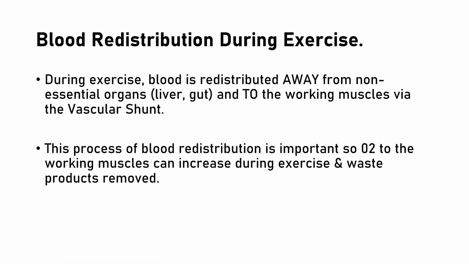Distribution during exercise. So during exercise, we need as much blood going to the muscles as we can. So blood ends up being redistributed away from the non-essential organs, such as the liver and the gut, and to the working muscles. And we call this the vascular shunt. The vascular shunt is a process of blood redistribution, and it's really important that we get more blood to the skeletal muscles so we've got oxygen so we can keep on exercising and waste products can be removed.